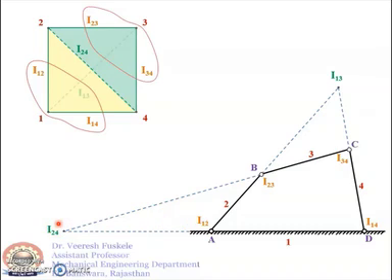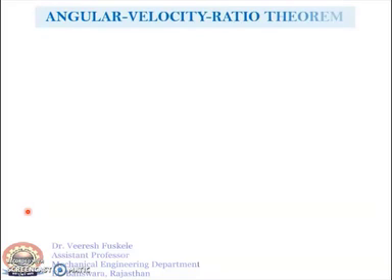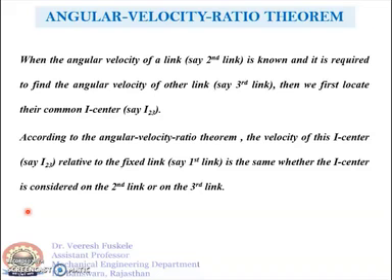Once we have determined all the 6 relative instantaneous centers, we are in a position to carry out the velocity analysis. Before moving ahead with the velocity analysis, let's first see the angular velocity ratio theorem. When the angular velocity of a link, say the second link, is known, and it is required to find the angular velocity of another link, say the third link, then we first locate their common I center. In this case, I23 will be the common I center that we have already located.